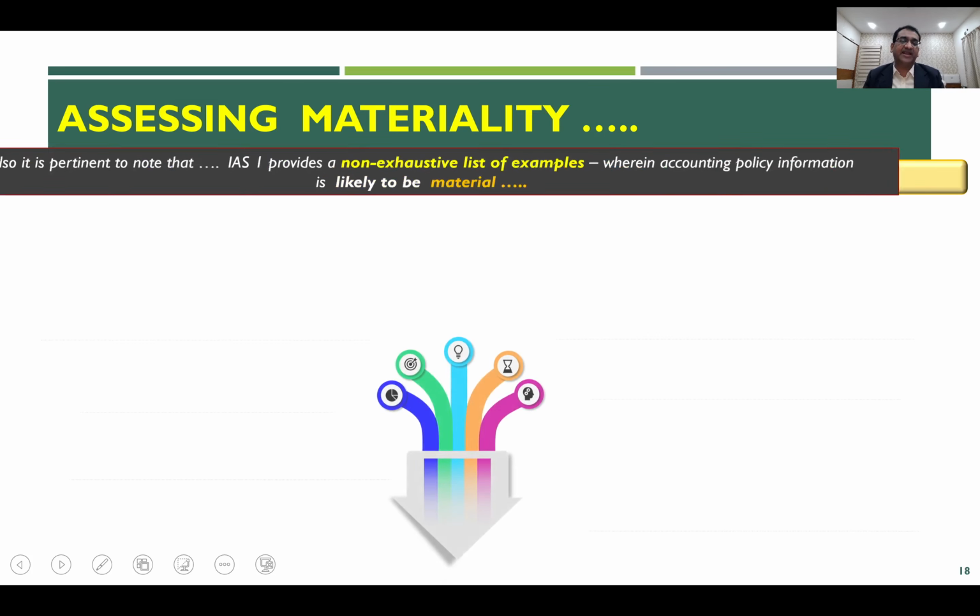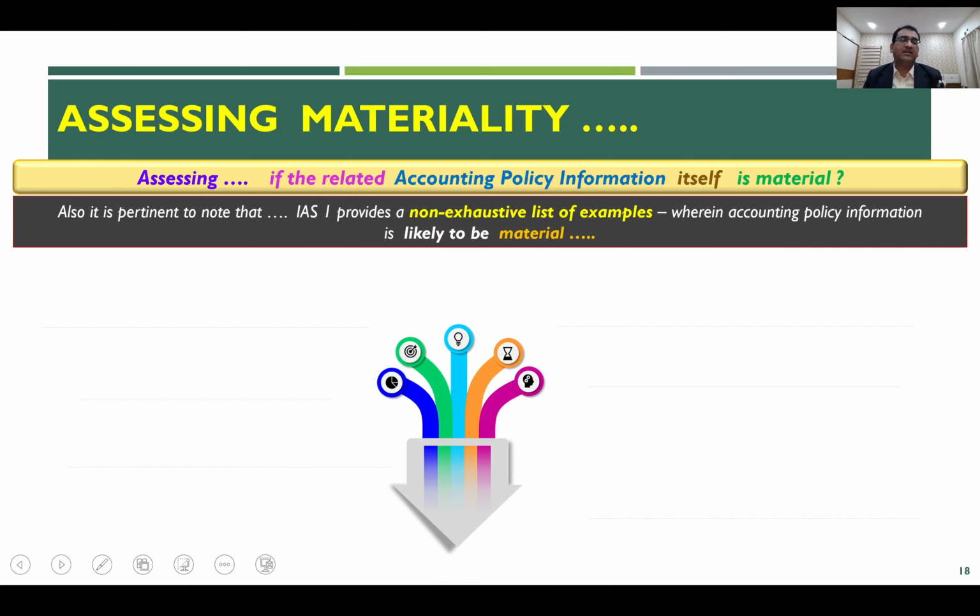Now for this assessment, Ind-AS 1 or IAS 1 gives you a non-exhaustive list of examples. There are 5 such examples given in the standard itself, wherein accounting policy information is considered likely to be material, and these 5 circumstances are enumerated by way of a non-exhaustive list in the standard itself. So what are those 5 circumstances?